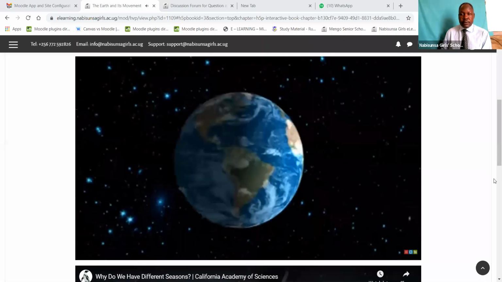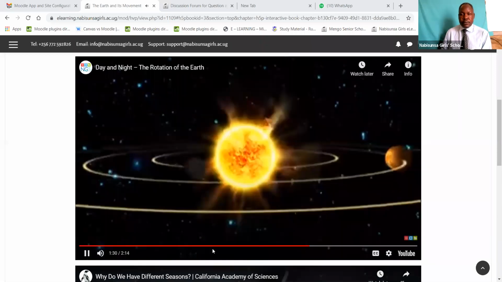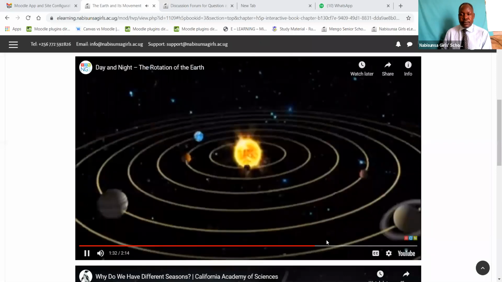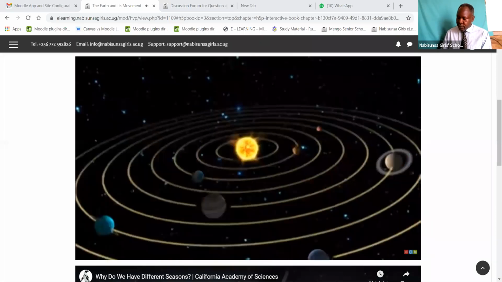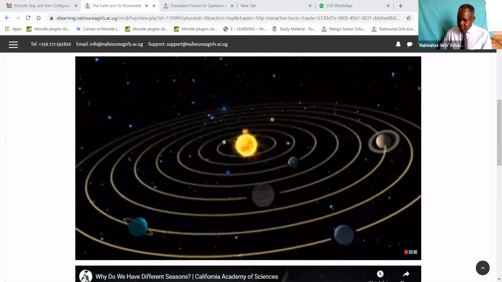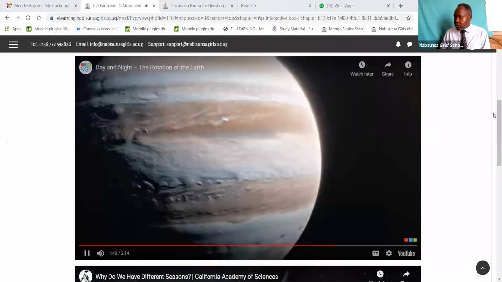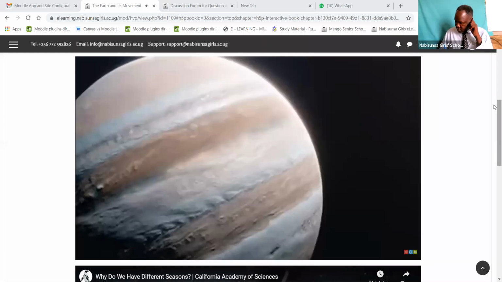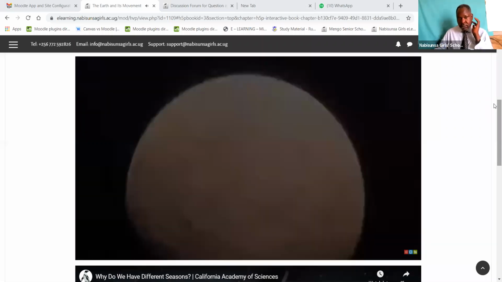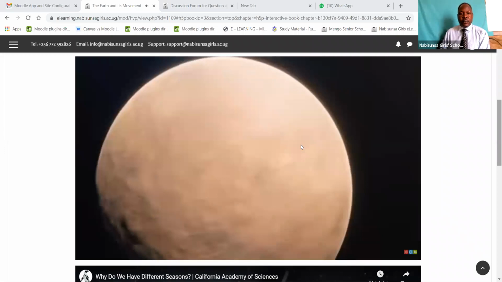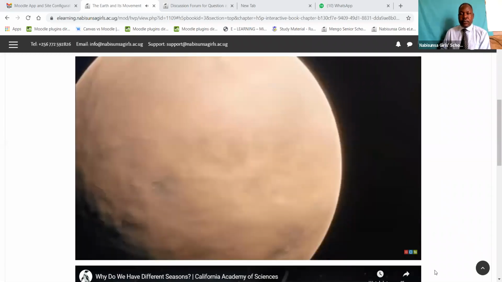Here's a cool fact. The planets in the solar system rotate about their axis at different speeds. This means the length of a day on each planet is different. One day on Jupiter takes just 10 Earth hours. One day on Venus takes 243 Earth days.